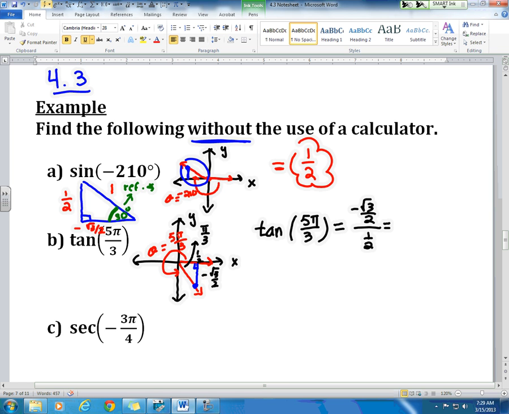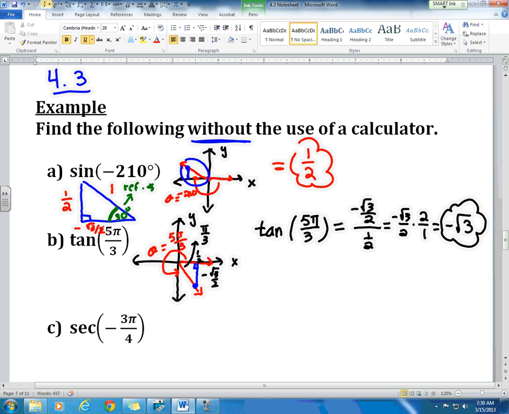If we flip this, and you should start becoming familiar with all of these ratios as well, negative radical 3 over 2 is going to get multiplied by 2 over 1, and that leaves us with negative radical 3. So the tangent of 5 pi over 3 is formed from a right triangle, a 30-60 right triangle. 60 degrees is your reference angle, or pi over 3 radians. And then working with the ratio of y over x, or sine over cosine, we end up with the tangent of 5 pi over 3 equaling negative radical 3.